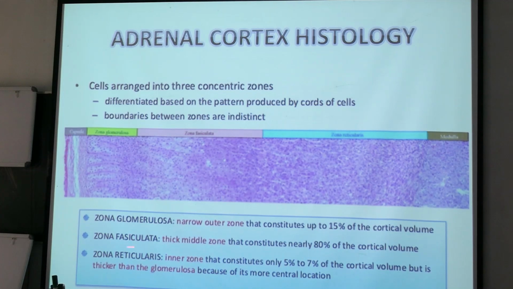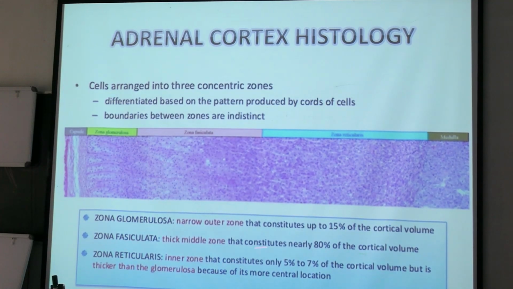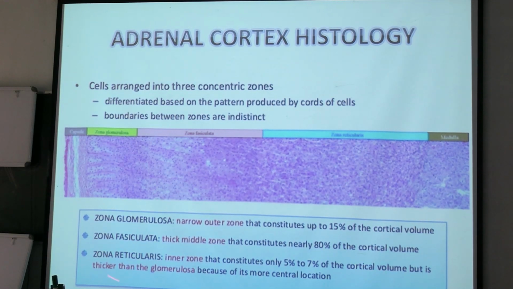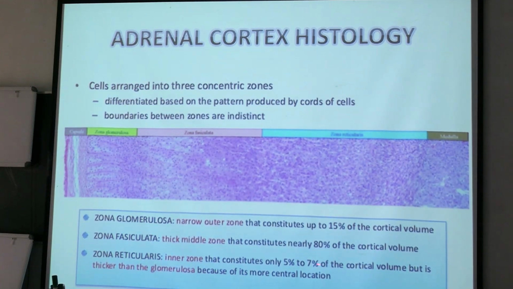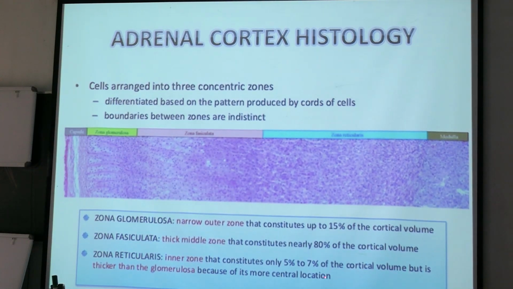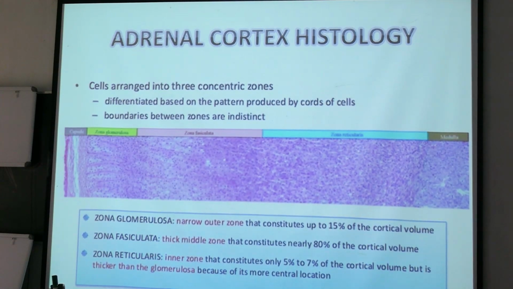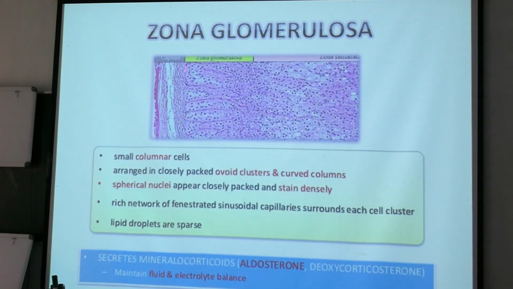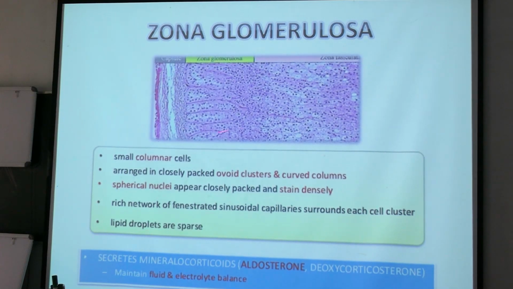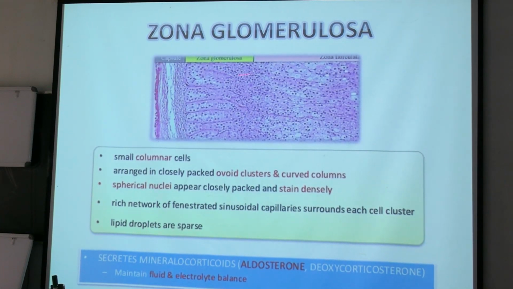Zona fasciculata is a thick middle zone, and that constitutes nearly 80% of the cortical volume. Next is zona reticularis. It is the inner zone, and that constitutes only 5 to 7% of the cortical volume, but is thicker than the zona glomerulosa because of its more central location. Okay. So here also you can see this is the capsule. This is zona glomerulosa. This part is the fasciculata, and inside will be the reticularis.